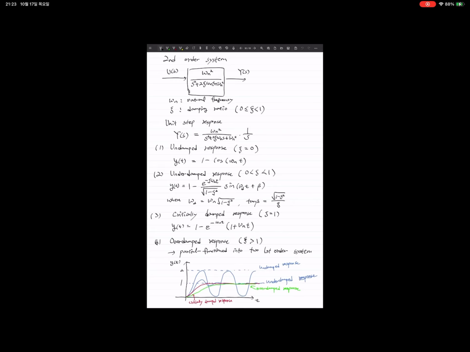And you may be curious how to obtain the solution y of t. So I will show you the derivation to obtain the solution of critically damped response.